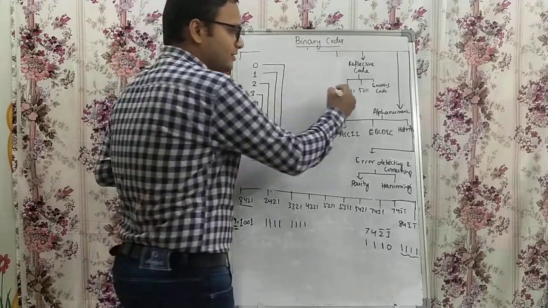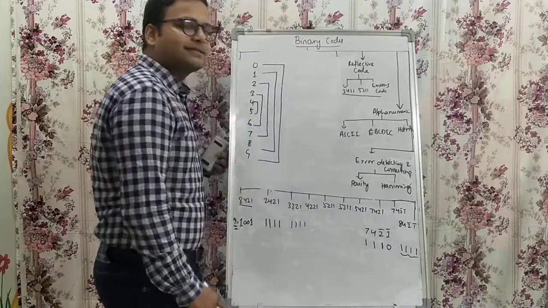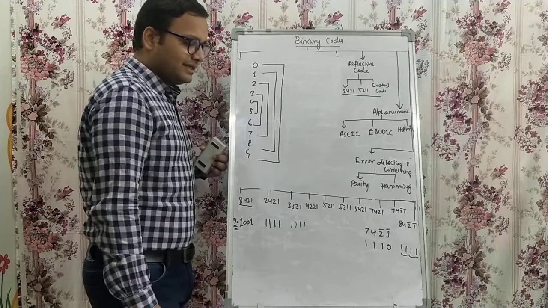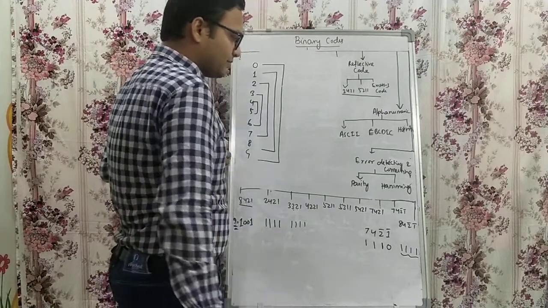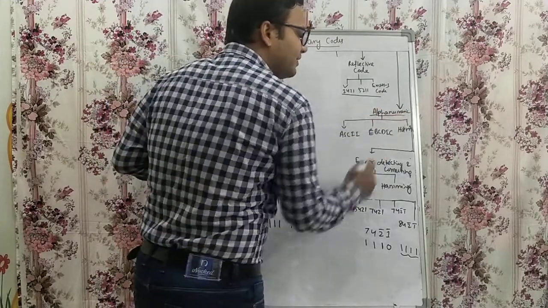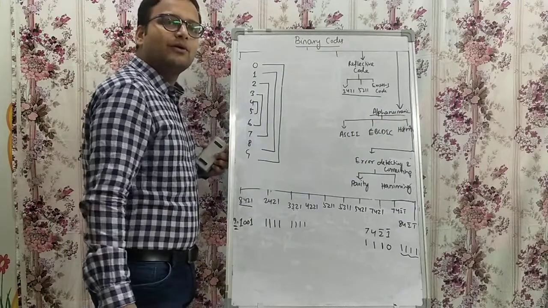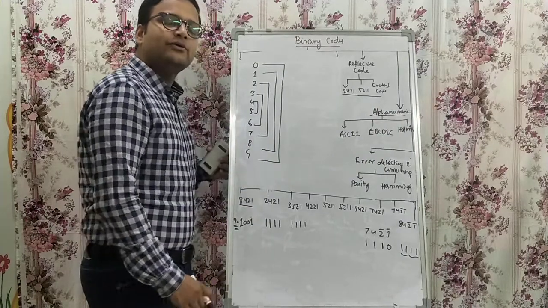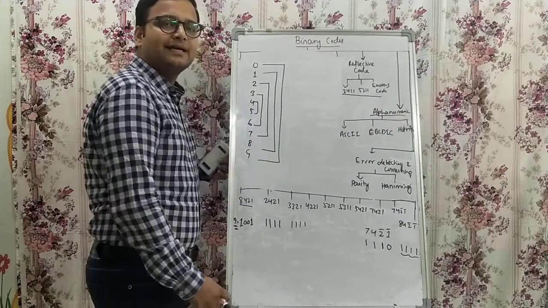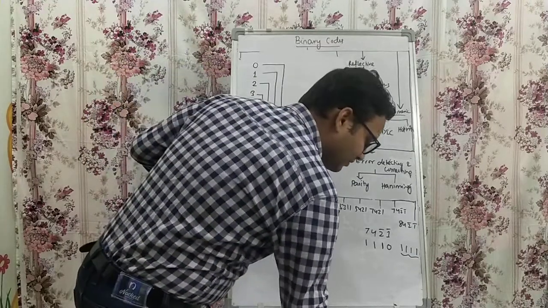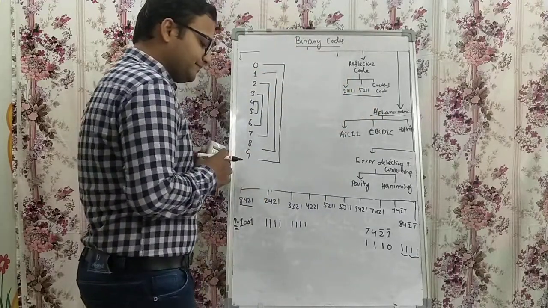So under this also, 2421, 5211 and XS3 code are the basic reflective codes. Next, alphanumeric code. In alphanumeric code, the value of the code can be derived using alphabets and numerics.